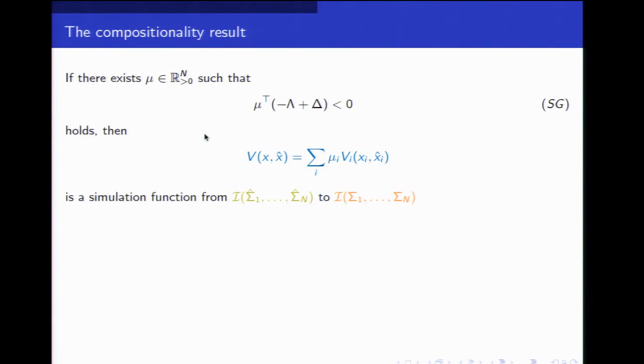So, if there exists a vector mu satisfying this inequality, then this function, which is a linear combination of the simulation functions of each component, is actually a simulation function between the two interconnected systems. Which means if this condition is true, then I actually managed to provide a simulation function between the interconnection of abstractions and the concrete system, and I know how to quantitatively provide the difference between their outputs.